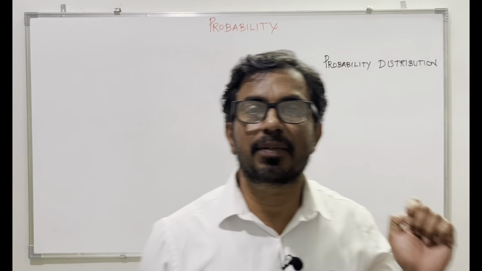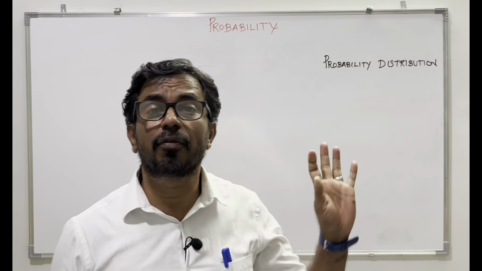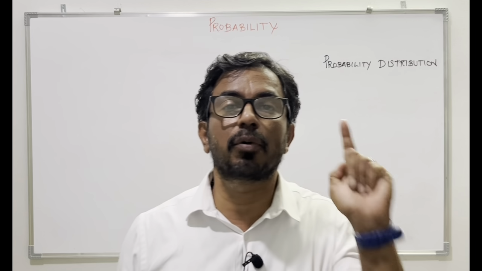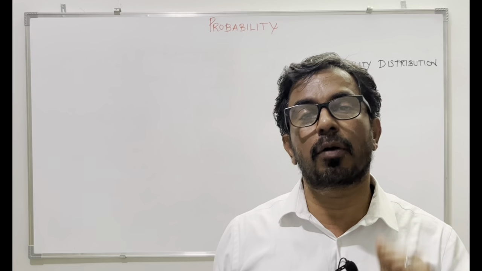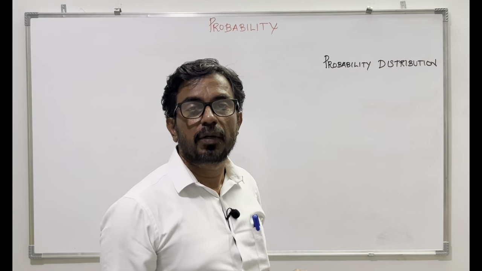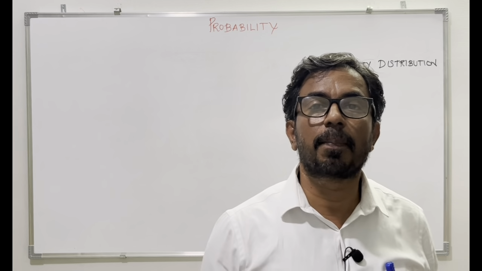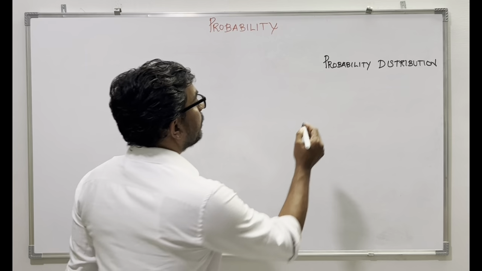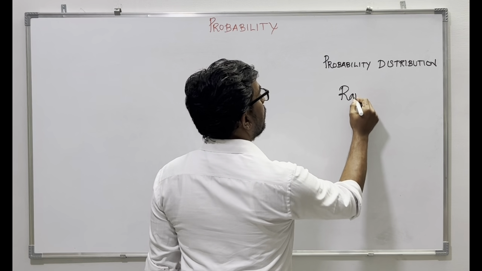In applied maths, the probability chapter has four divisions: probability distribution, binomial distribution, Poisson distribution, and normal distribution. We'll think about a probability distribution. To understand probability distribution, you should know something called a random variable. What is a random variable?